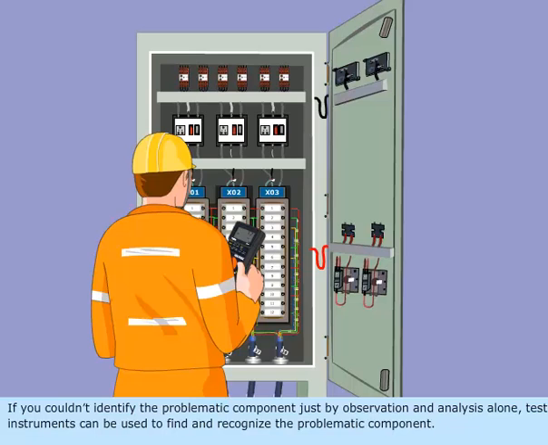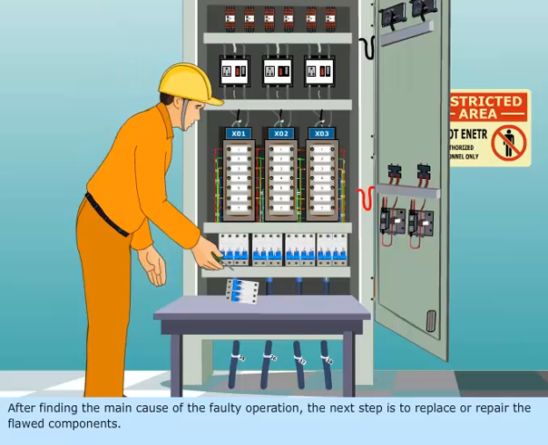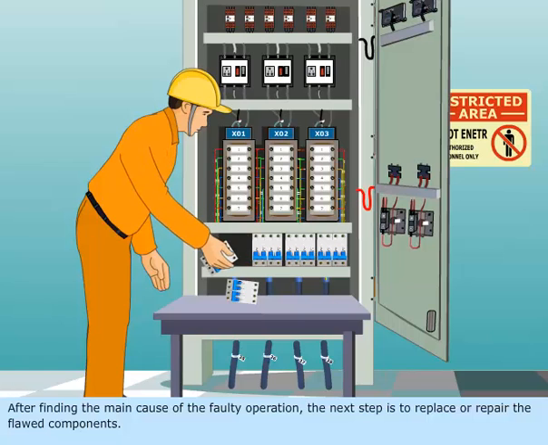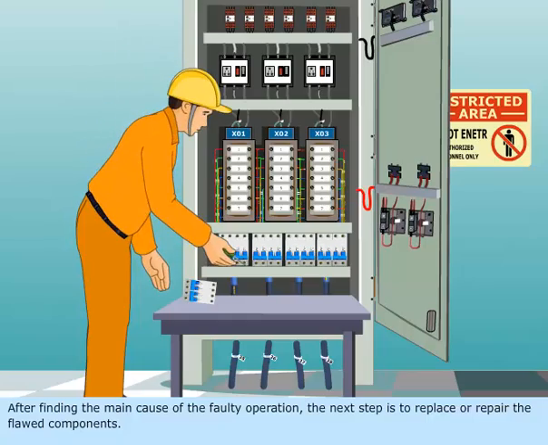Step 5. Test. If you couldn't identify the problematic component just by observation and analysis alone, test instruments can be used to find and recognize the problematic component. Step 6. Repair. After finding the main cause of the faulty operation, the next step is to replace or repair the flawed components.